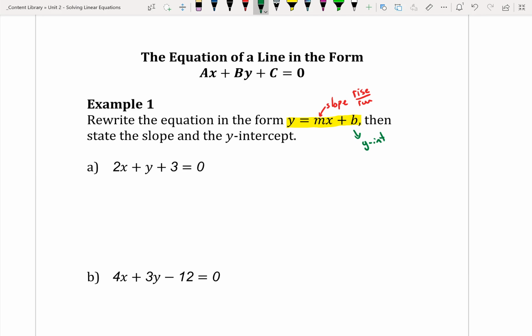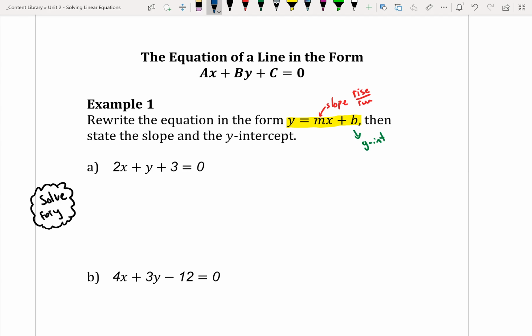So the first thing we want to do when we want to rearrange in this form is basically solve for y. That's the goal when we're trying to get it into y equals mx plus b form. If I want to get the y by itself, there's two ways I can do it. We'll look at one way in this turn and one way in the next turn.